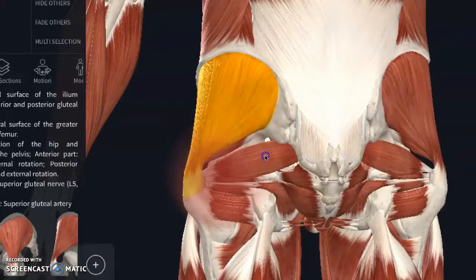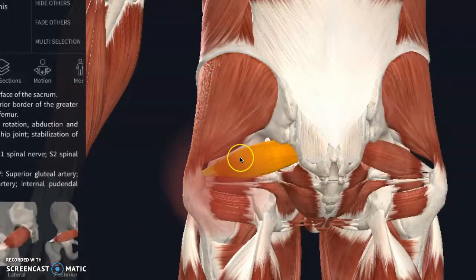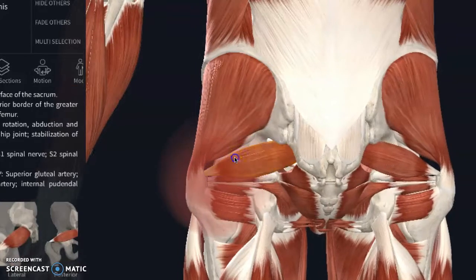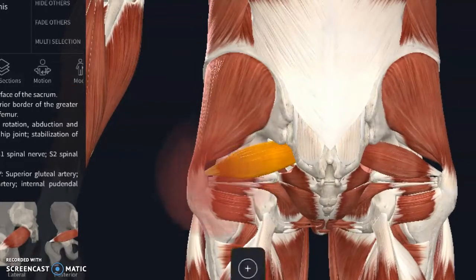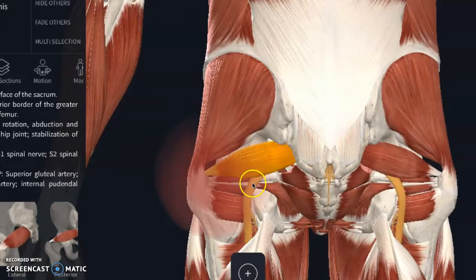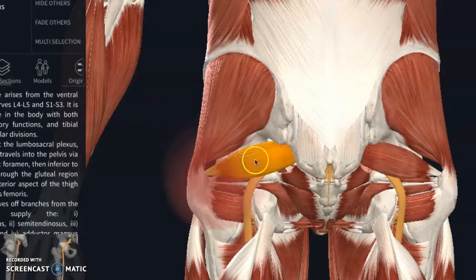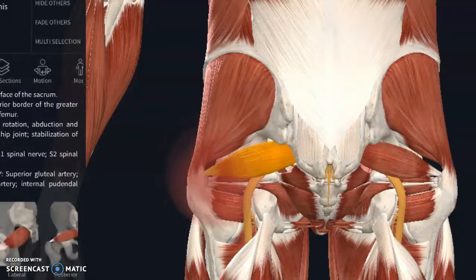Okay, this piriformis muscle right here was one of those hot spot epicenters for you. If you can see, when I put the sciatic nerve back on, the piriformis muscle sits right on top of the sciatic nerve. So I addressed all of that.